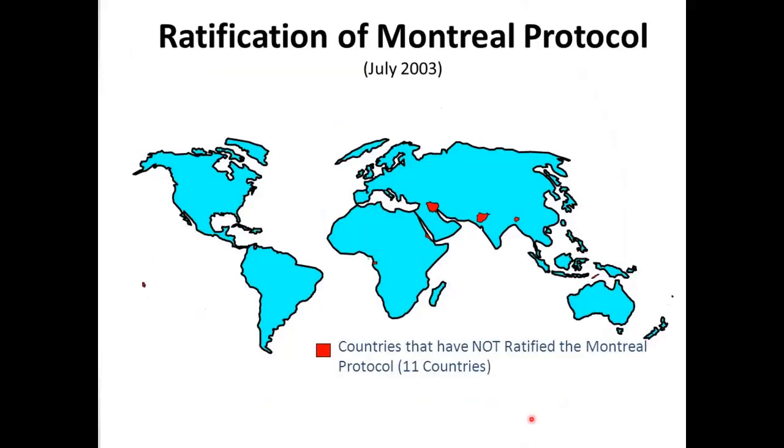Here is a picture of who ratified the Montreal Protocol. If you notice, pretty much everything's blue. This was a worldwide effort. Very few countries did not sign.